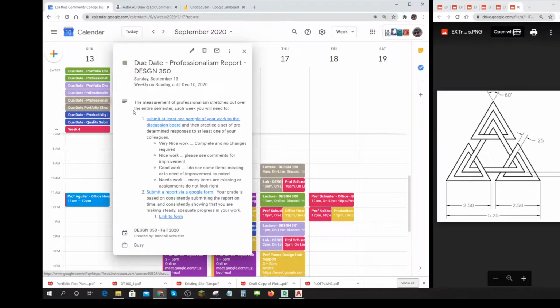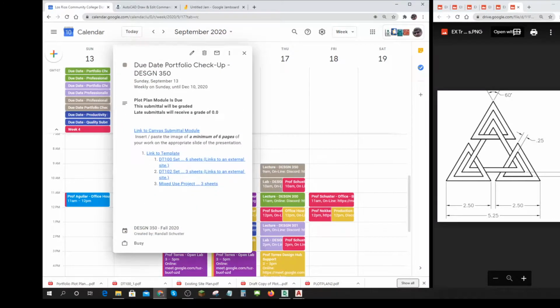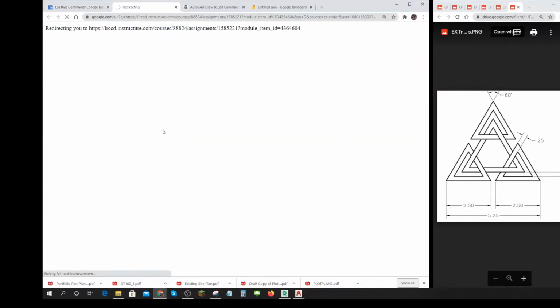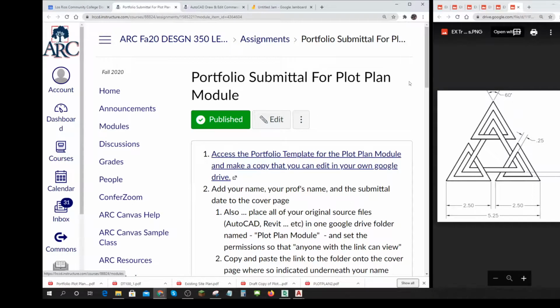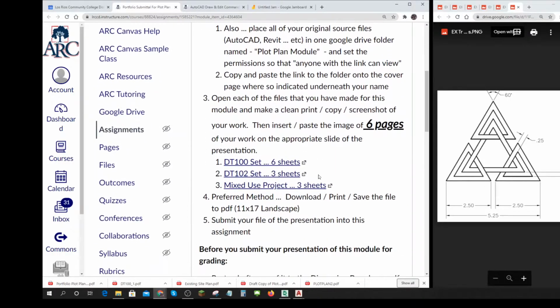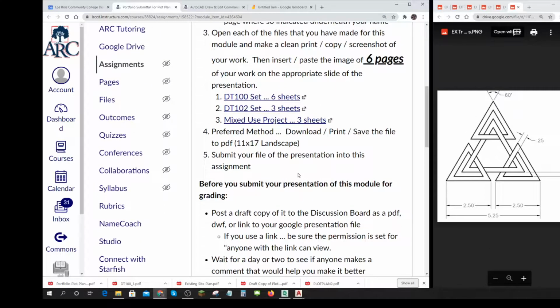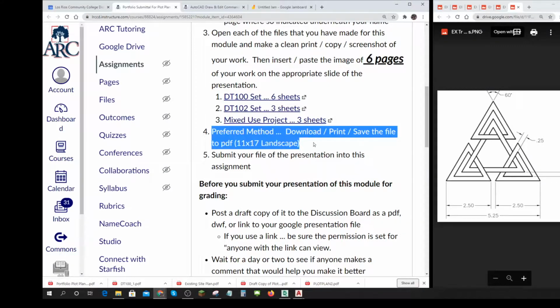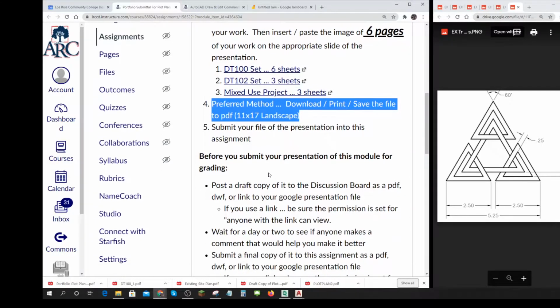Just come into here, portfolio check, go to the link, and submit. Okay, there's a submittal button in here on yours. Okay, so the preferred method is to download, print, save to PDF, take that module. Doesn't matter for sure.